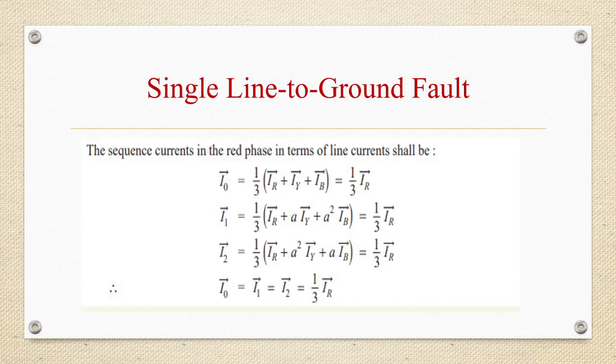So the sequence currents in the red phase in terms of line currents will be: I0 is equal to 1 by 3 times (IR plus IY plus IB). These are all vectors here. So I0 is the vector addition of IR plus IY plus IB divided by 3, that is 1 by 3 IR, because IY and IB are equal to 0. I1 is 1 by 3 times (IR plus A IY plus A square IB), that is 1 by 3 IR, because these two are 0. Similarly I2 is 1 by 3 IR. So these are the values for I1, I2 and I0.